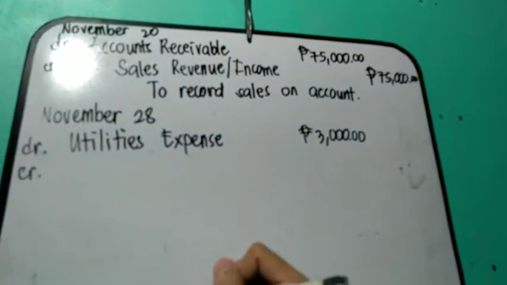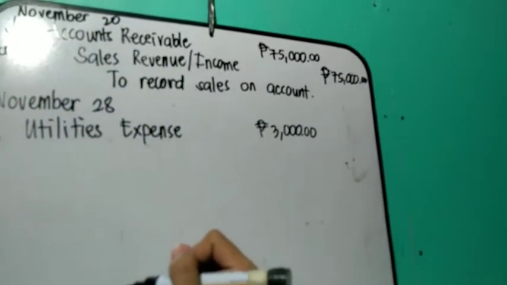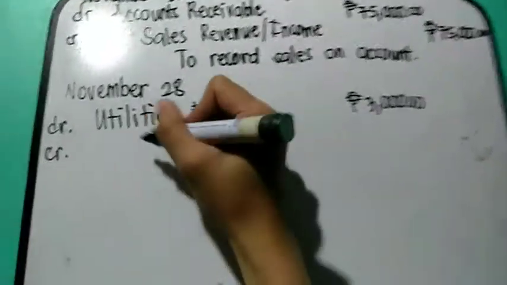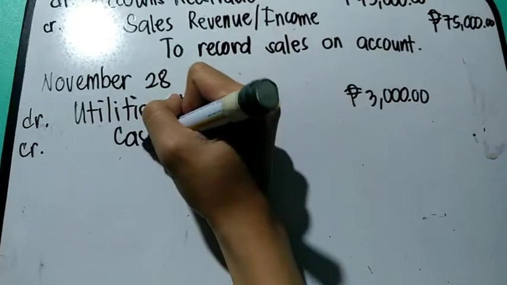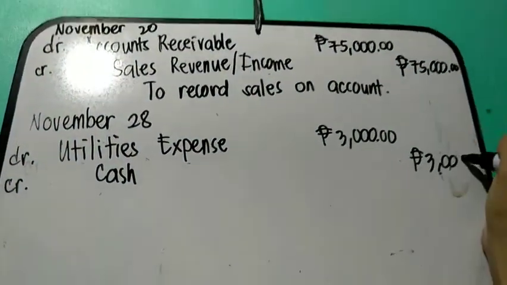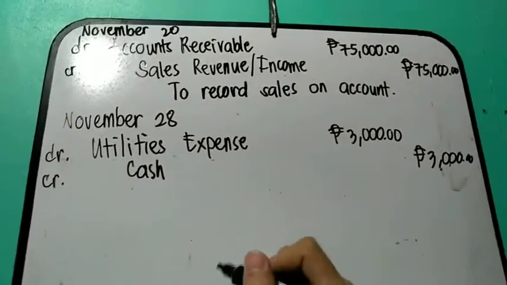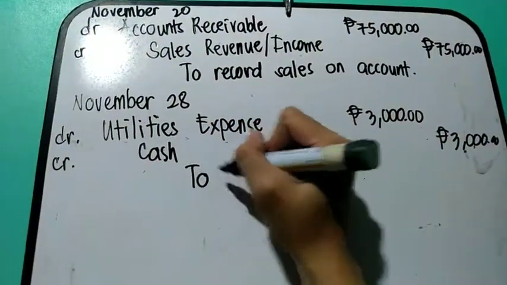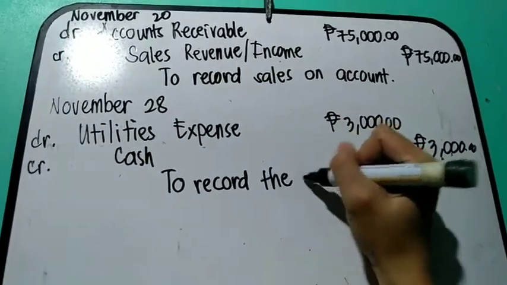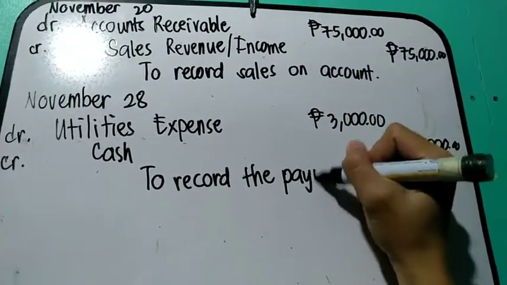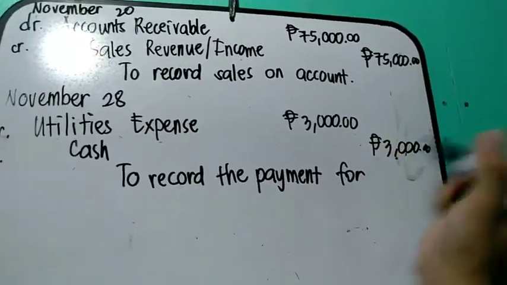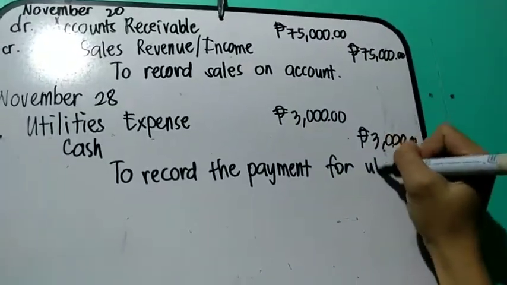And what is your value parted with? Like, what did you give? Since you paid it, obviously, your credit is cash, 3,000 pesos. And for your short explanation, to record the payment for utilities.